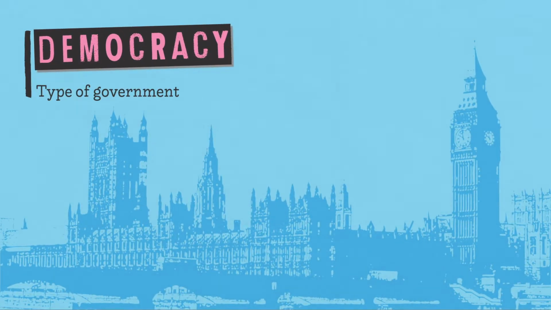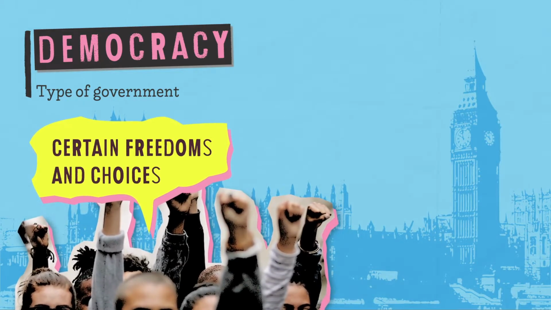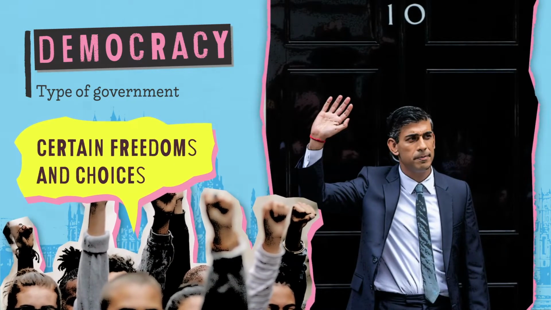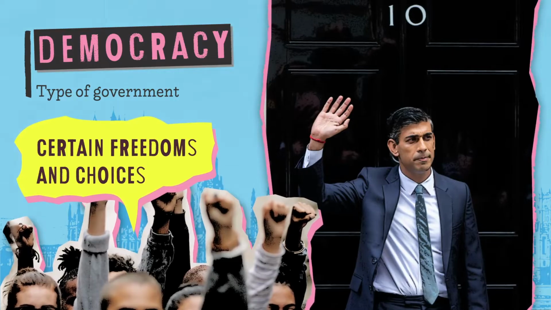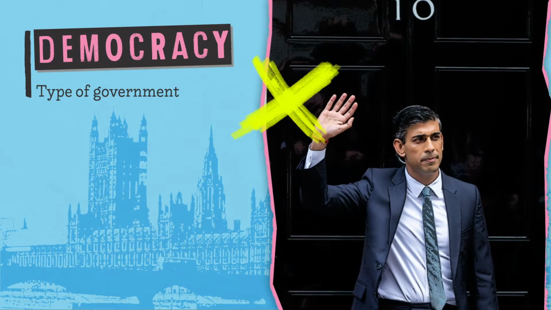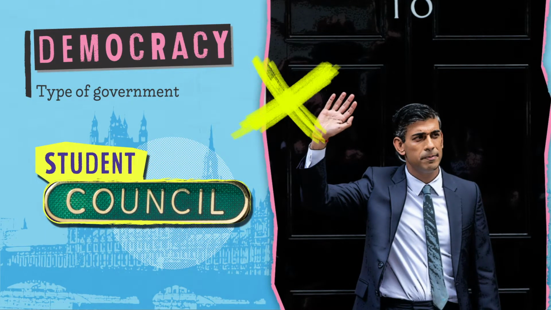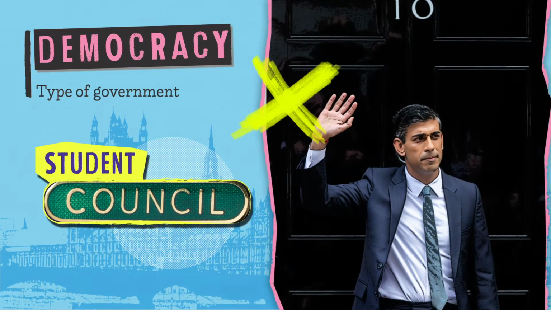Democracy is a type of government which allows all citizens certain freedoms and choices in how the country is run. Usually, this means that people are chosen to make decisions on how to run the country best. It also refers to the way we vote. In school, you may have a student council where young people are nominated to make decisions on your behalf. This is a working version of democracy in action.